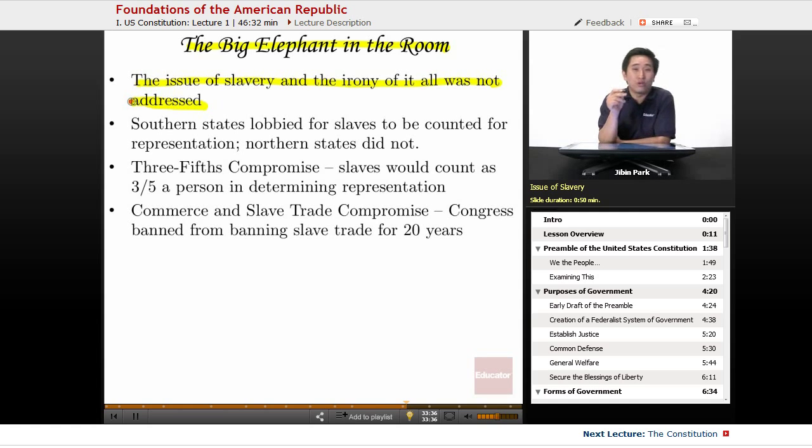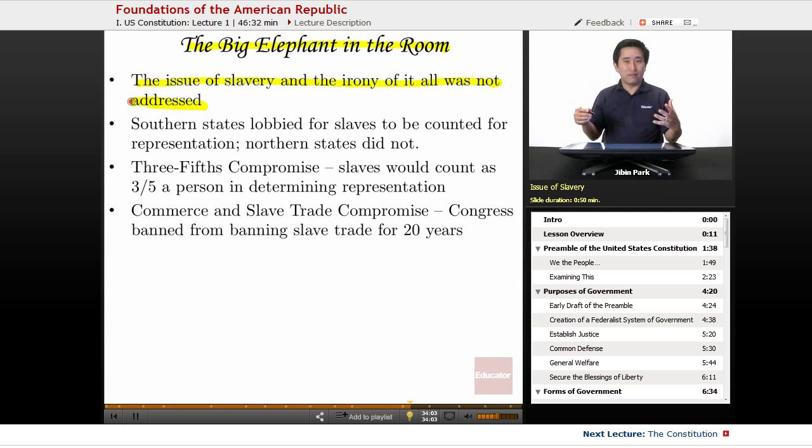Now, again, a lot of historians argue that if it was mentioned, the South would balk and leave. So if the North insisted on the South freeing slaves, there would be no United States of America. Again, in retrospect, it's easy to say a lot of different things, but that's just the reality of what was going on. Slavery was a big issue.